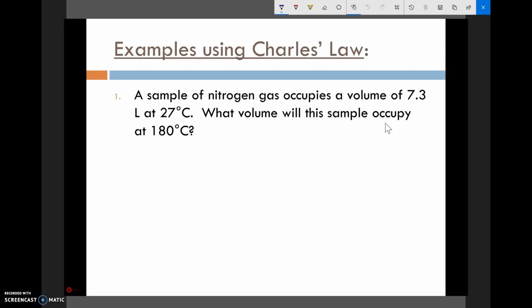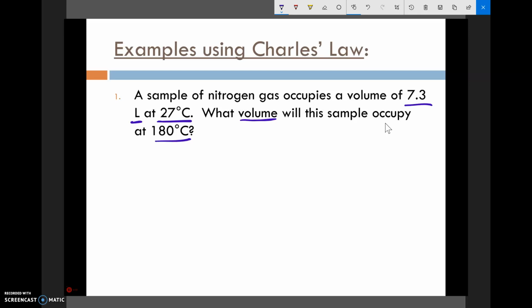A sample of nitrogen gas occupies a volume of 7.3 liters at 27 degrees Celsius. What volume will the sample occupy at 180 degrees Celsius? So there's our volume at 180 degrees Celsius. Okay, now that we've got this underlined, we've got 4 variables. So we could think this could either be Boyle's or Charles' law, but we need to look at what is actually given.